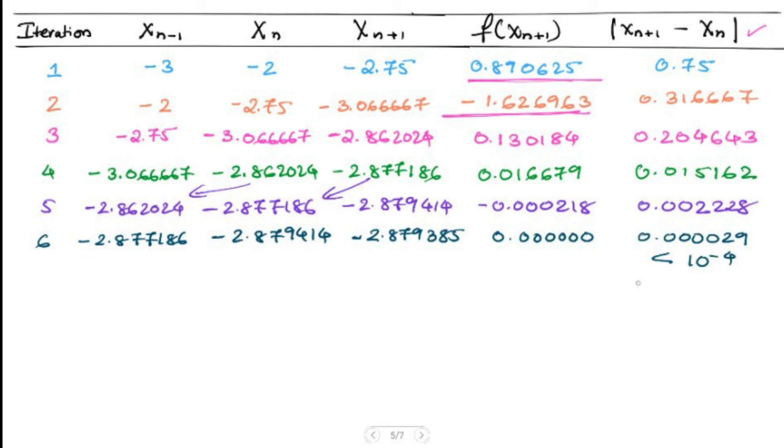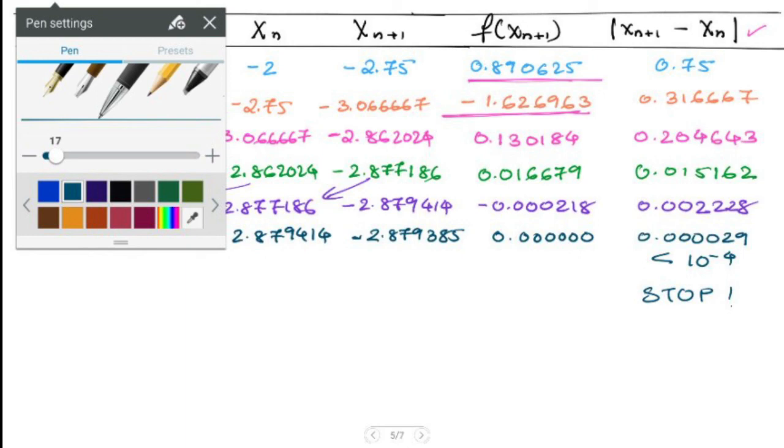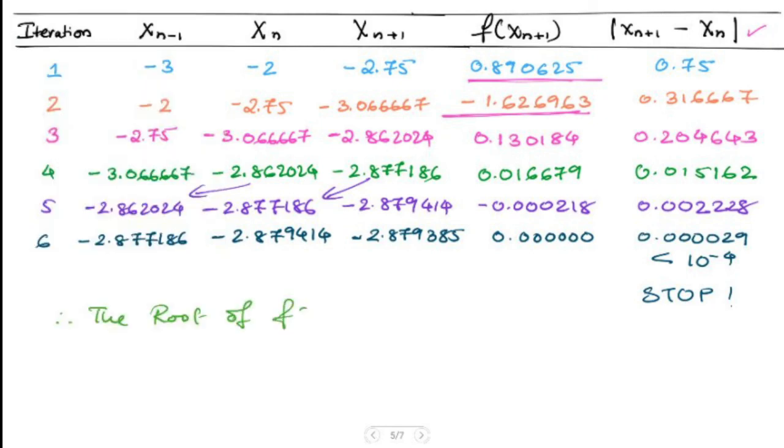So once we come to this place here, when the value is less than 10 to the power minus 4, what we do now is we stop our calculations and we say that it's 0. You can say therefore the root of f of x is this value here, which is minus 2.879385. So that's the root of our function here using the secant method.